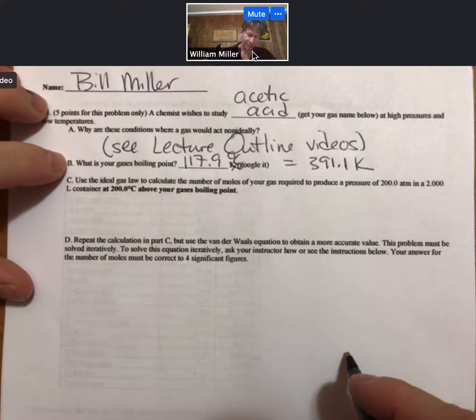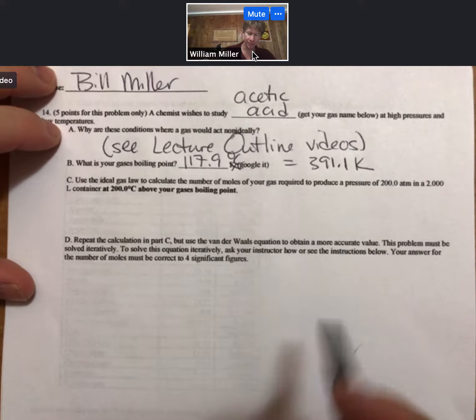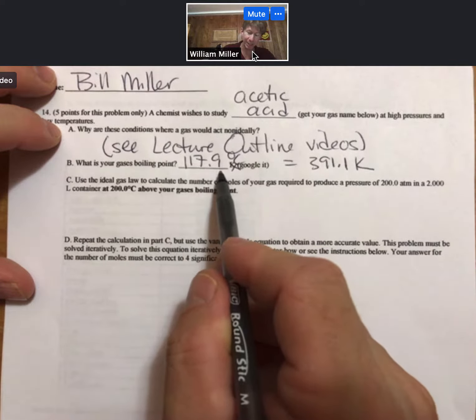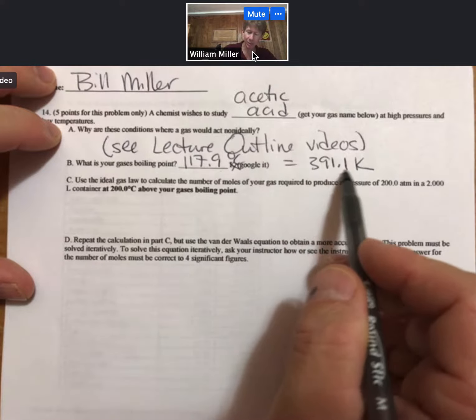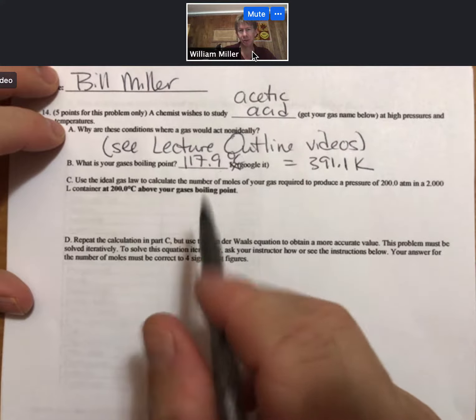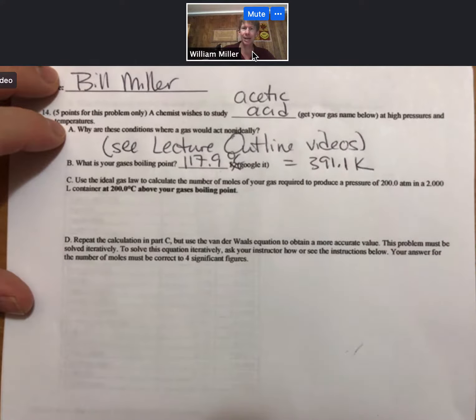Now, what is your gas's boiling point? Google it. Well, I put my degrees Celsius one here. It's 117.9. That equals 391.1 Kelvin. You can use the 0.15 on your 273.15 or not. Either way works.